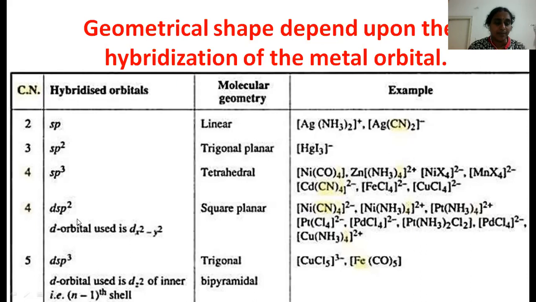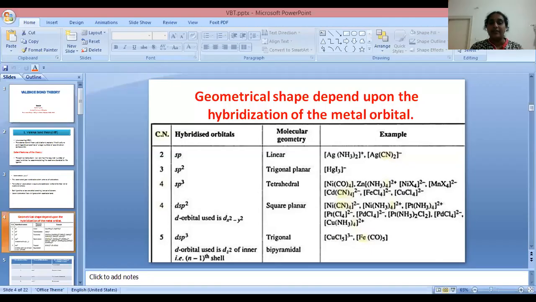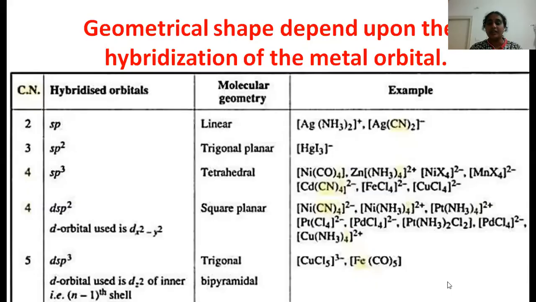Suppose in a complex the coordination number is 5, then the hybridization of that particular metal is dsp3. One d orbital, one s orbital and 3 p orbitals, a total of 5 orbitals, undergo hybridization in dsp3. The geometry of this complex is trigonal bipyramidal. And these are the examples of that particular complex.